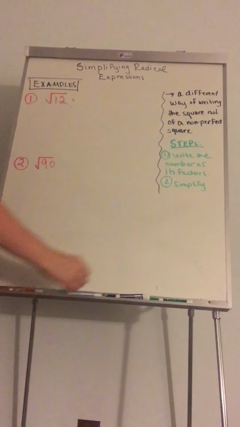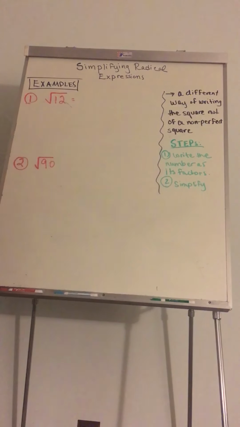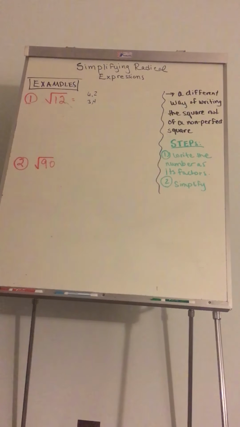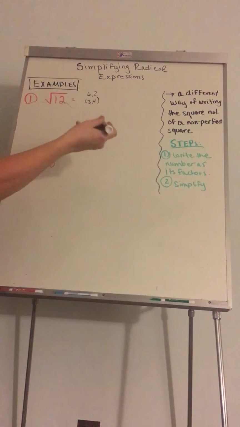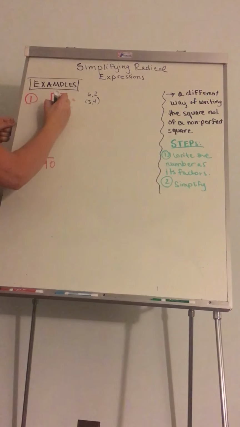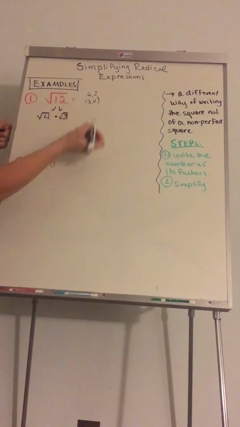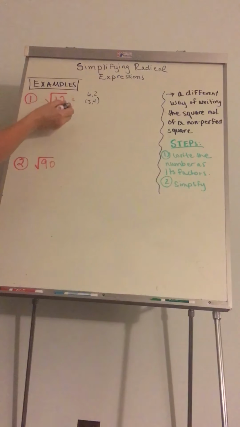For example, this one right here, it's 12. Well, I know that breaks down into 6 and 2, and 3 and 4. One of these has a perfect square. It's 3 and 4, so I'm going to choose that. So this breaks down into the square root of 4 times the square root of 3, because it's the square root of 12, so it's 4 times 3.